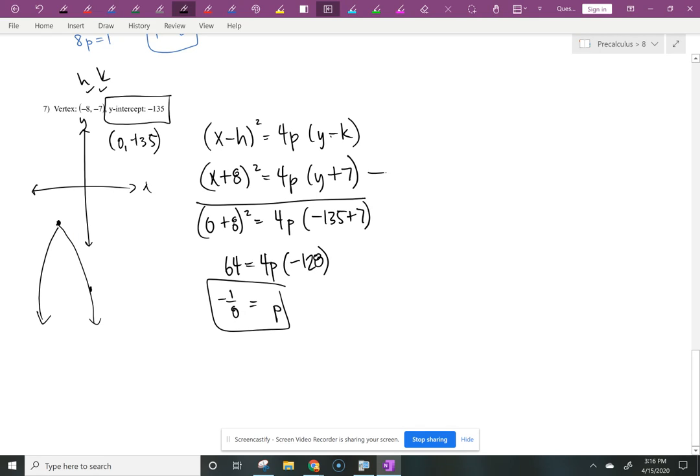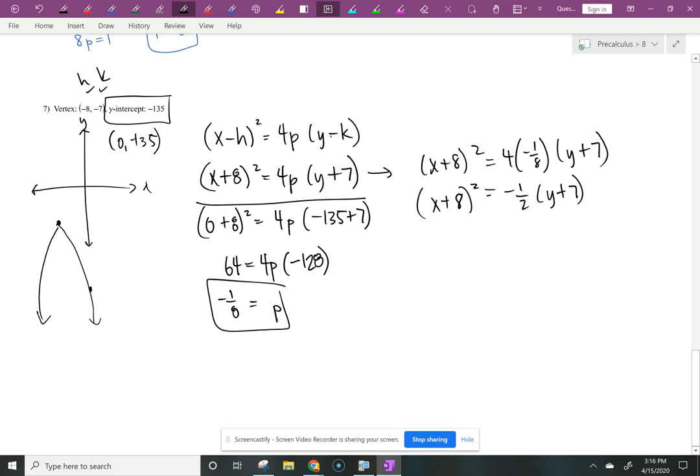So now you can finish up your equation. It is (x plus 8) squared equals 4 times -1/8 times (y plus 7). Now, that's not the prettiest it could look, right? So I could go (x plus 8) squared equals, now that's 4/8, so -1/2 times (y plus 7). That looks a little better. If you want, you can FOIL it all out and get it all on one side, and that would look like general form, and that would be exciting too. Hey, stay happy.